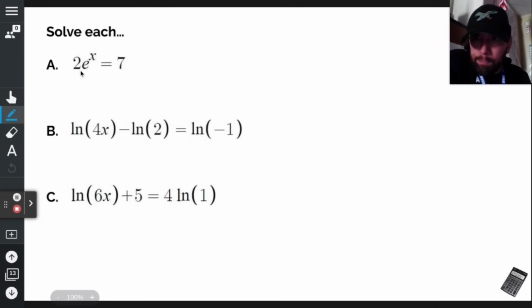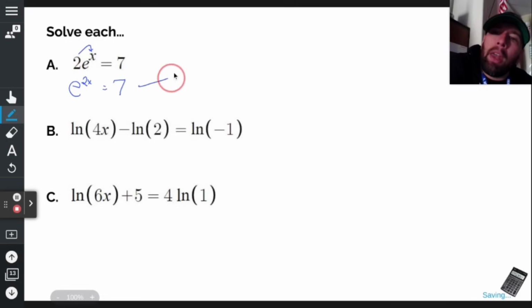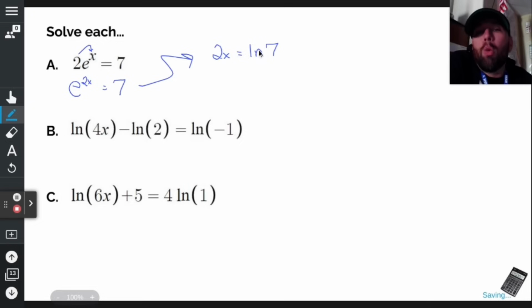Solve each. Okay. I have 2e to the x, so why don't I just rewrite that as e to the 2x because I can multiply that in there. E to the 2x equals 7. If I wrote that out in log form, or take the ln of both sides, I would get 2x equals ln of 7. So I'm going to run to my calculator and find out what ln of 7 is and then divide it by 2.